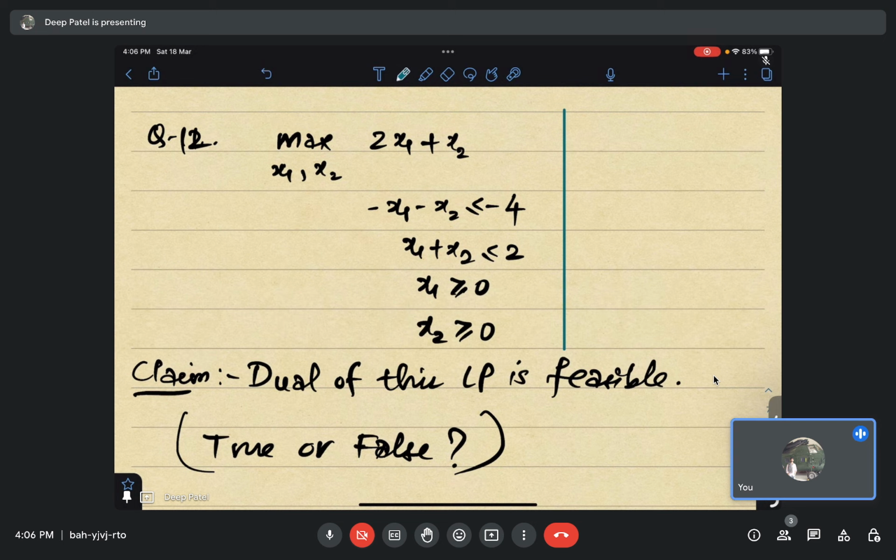Is the set here that satisfies this constraint non-empty? We need to first look at that. Yeah, that's what I was thinking, whether it's empty or not. So can we rewrite this as something else? Yeah, greater than or equal to.